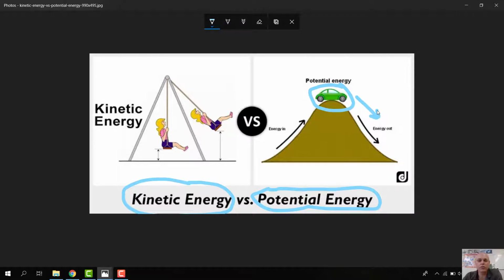Batteries that aren't in use are like potential energy. They have the potential to do some work. But if they're not being used, then they're not doing it. So let's look at another image here.